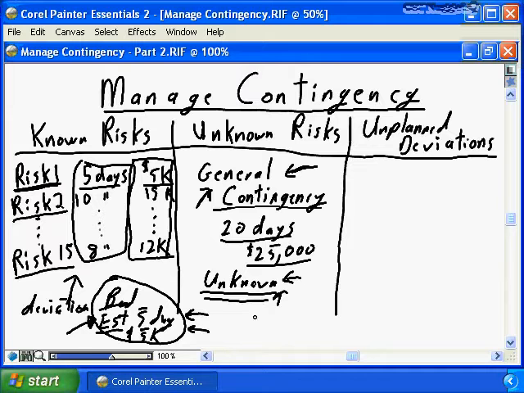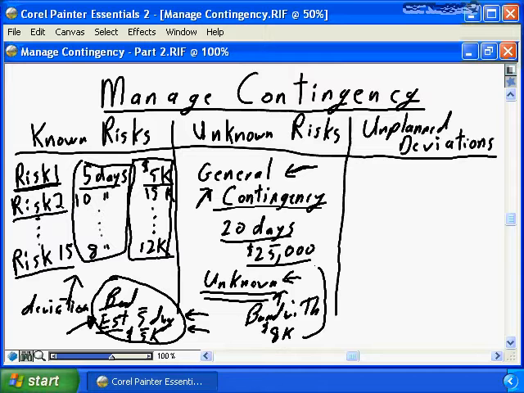So let's assume that you have an unknown risk event called bandwidth. And you simply have to buy more capacity for your network, and that extra network capacity is going to cost you $8,000. That would be an unknown risk event, and that $8,000 would be applied against your general contingency, and the general contingency would then be reduced to $17,000.